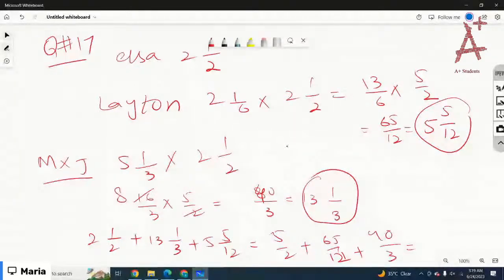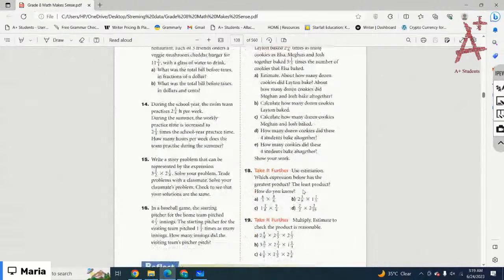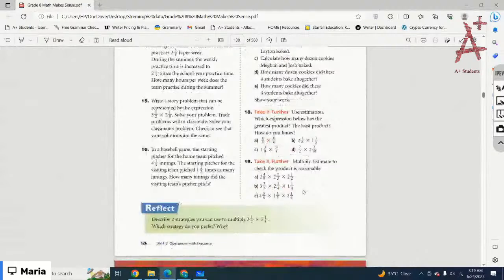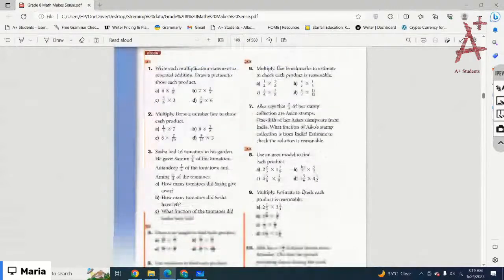So you can add them by yourself later today. Got it? Okay, then you have the E part: how many cookies did these students bake all together, show your work. So you can calculate the value by yourself later today. Got it? Okay, let me just move on to the next lesson.